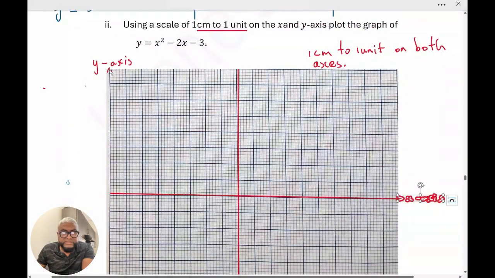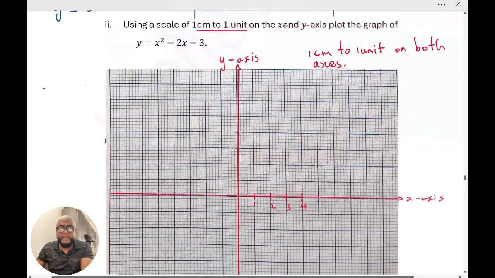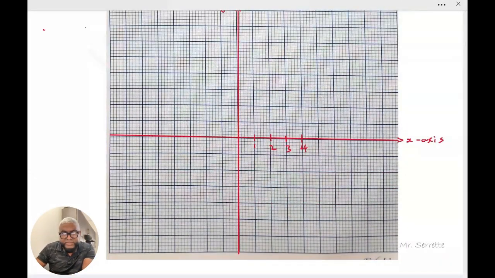Right, bring this across. y-axis. All right, all these coming on this side. Going to the left would be your negative numbers, right? Going to the right would be positive. Going up would be positive. Going down would be negative, right? 0 is in the middle, right? 0 is in the middle here.